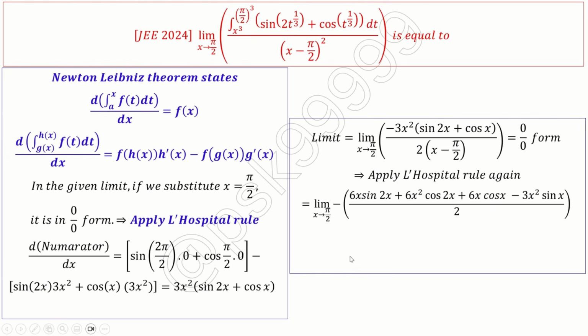Now you apply pi by 2, you will get your value, which you can simplify yourself. 9 pi square by 4 is the answer. Hope you understand this important Newton-Leibniz theorem. This is very useful for definite integrals. Next.